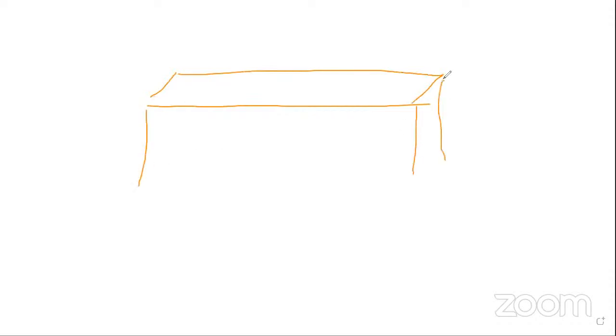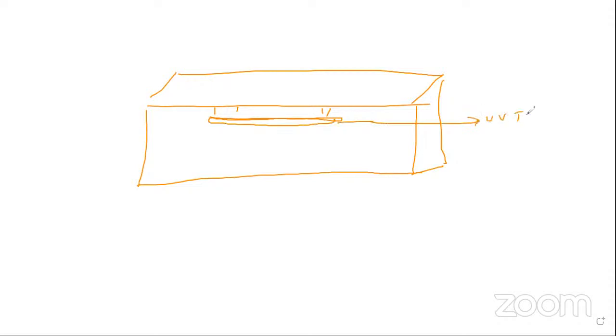Just imagine, already I told you, there is an instrument: the laminar airflow chamber. This is considered the airflow chamber. Inside there is a tube light. This is called the UV light. So the UV tube light is also there.